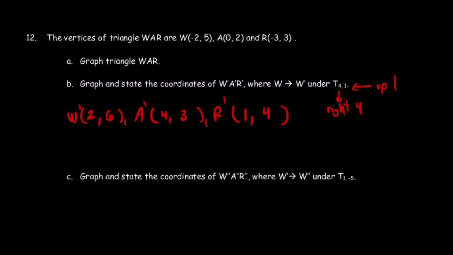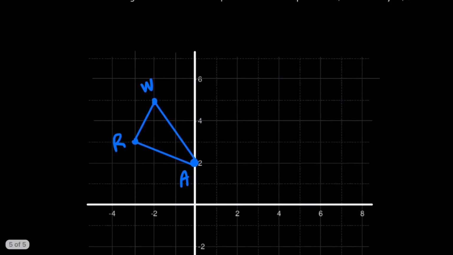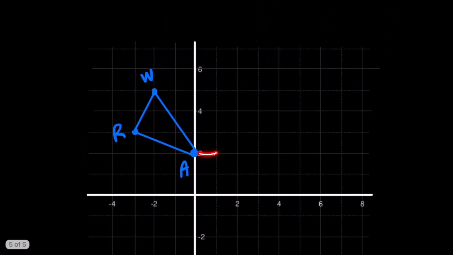Or you can just be visual from the beginning and take the triangle that you already have graphed and go right 4, up 1 with each of those points. So for each of these, I go right 4, up 1. So that's where A prime would go. 1, 2, 3, 4, up 1. So A prime goes here. Take W, go right 4, up 1. There's W prime, and do the same thing for R. 1, 2, 3, 4, up 1. There's R prime. And then just fill that in.